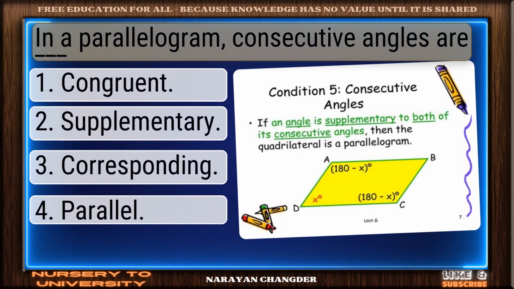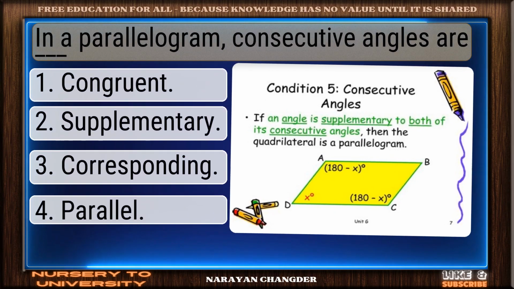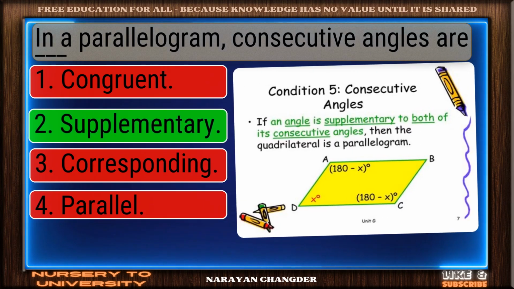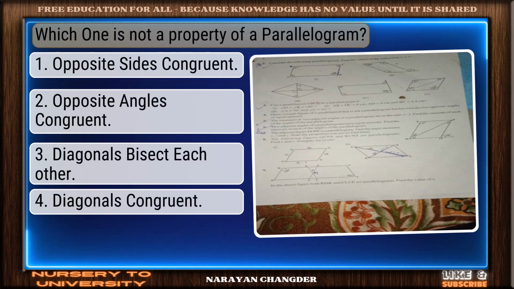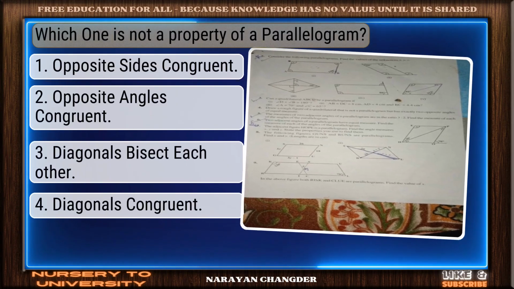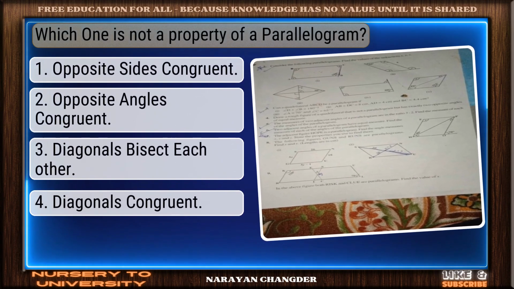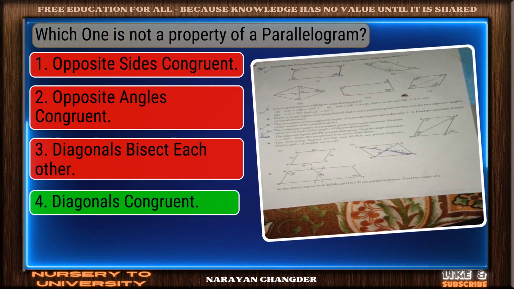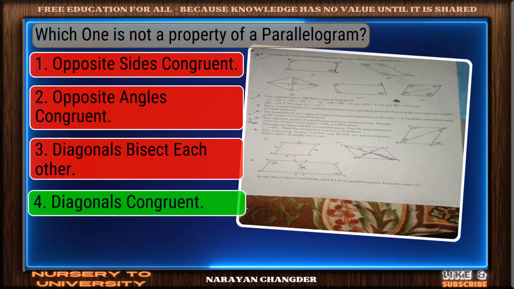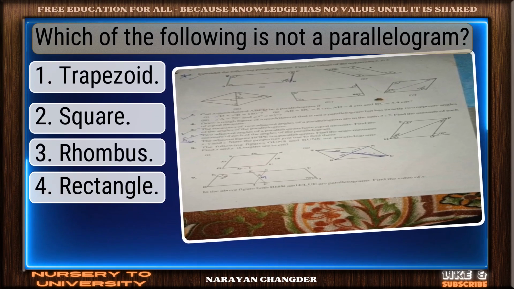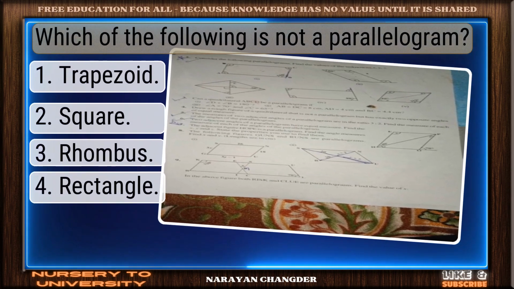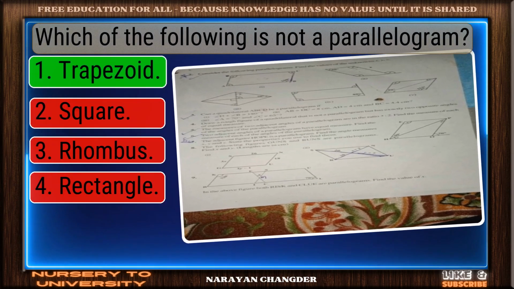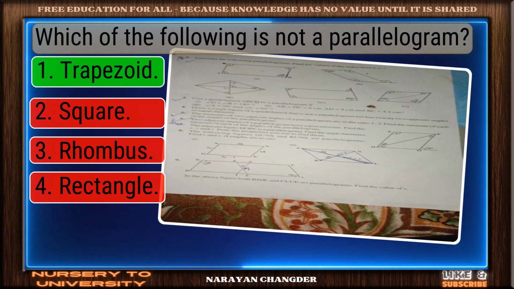Question number 95. In a parallelogram, consecutive angles are dash. Solid response. Supplementary is a valid choice. Question number 96. Which one is not a property of a parallelogram? Clear logic. Your choice, diagonals congruent, is sound and 100% true. Question number 97. Which of the following is not a parallelogram? Correct response. Trapezoid is the most accurate answer.